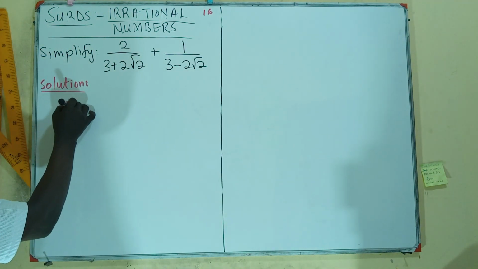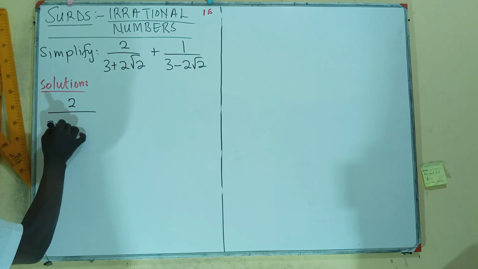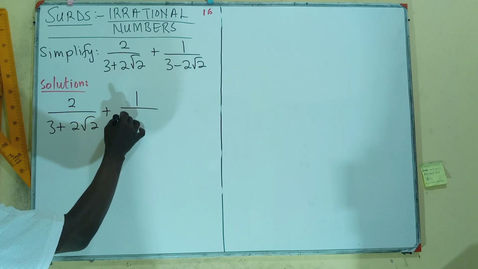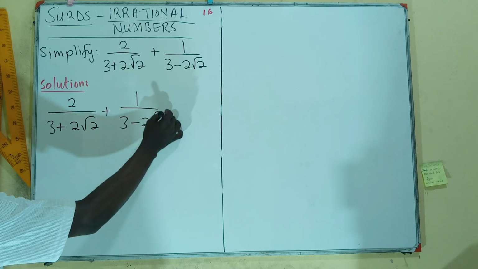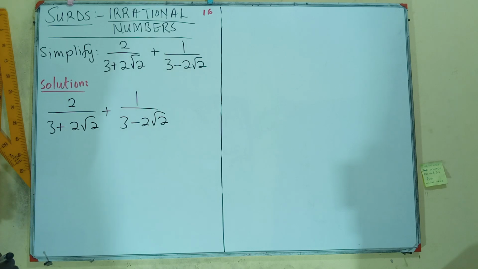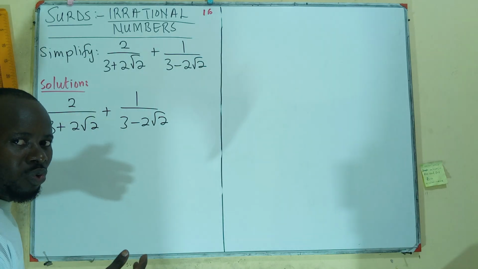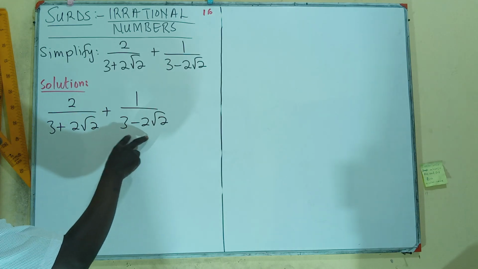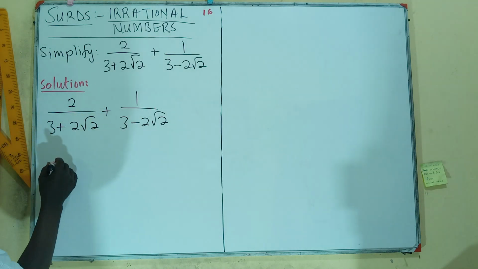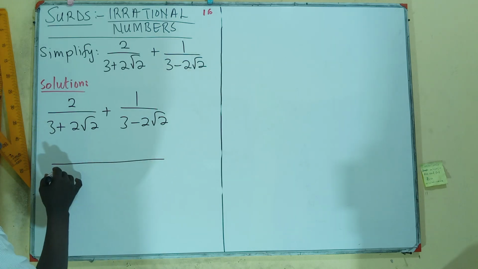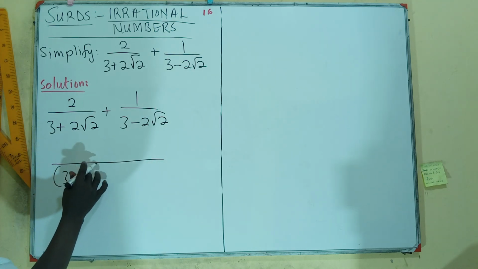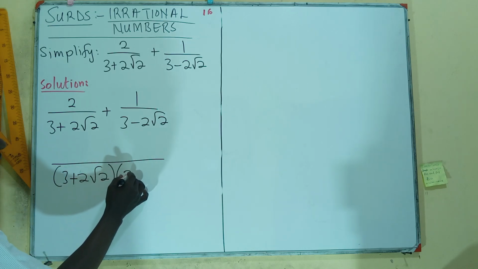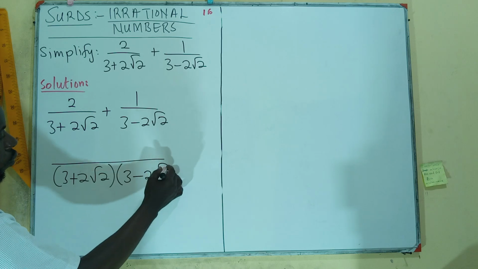This is 2 divided by 3 plus 2 root 2, plus 1 divided by 3 minus 2 root 2. Remember, these are fractions. So in solving fractions, you find the LCM of the denominators. In this case, we combine the two denominators. So if I combine them, it becomes 3 plus 2 root 2 multiplying 3 minus 2 root 2.